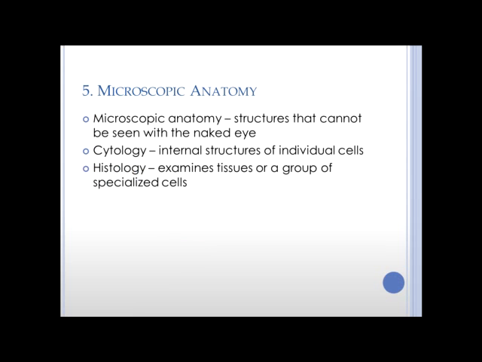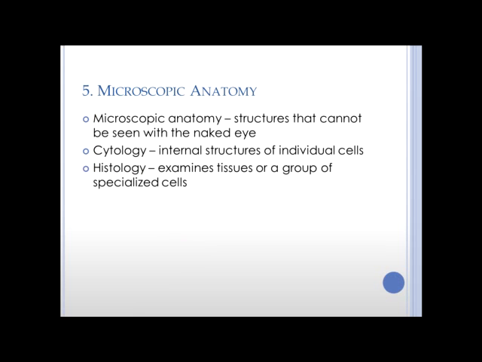Microscopic anatomy, structures that cannot be seen with the naked eye, is what we look at here. And then we have two other terms. The term cytology, internal structures of individual cells. So if we were sending something down to a cytologist, they would look at the individual cells themselves and their internal structures. Whenever we get to the tissue level, we're going to look at cells and we're going to find out that they have organelles in them, or little small parts that do a specific job.